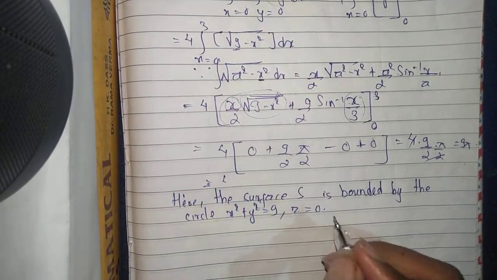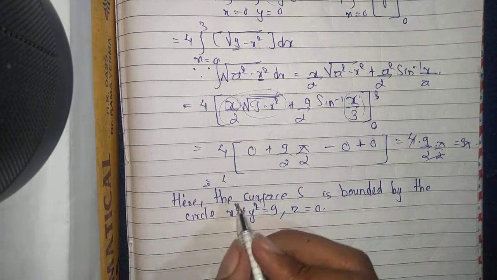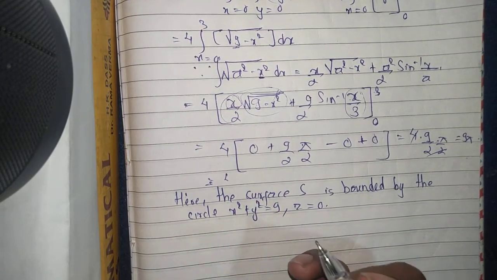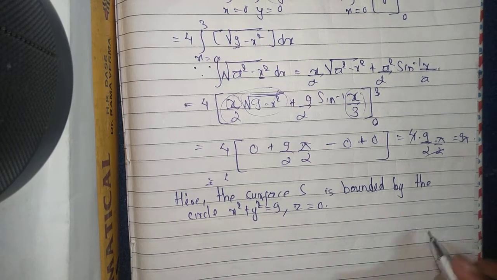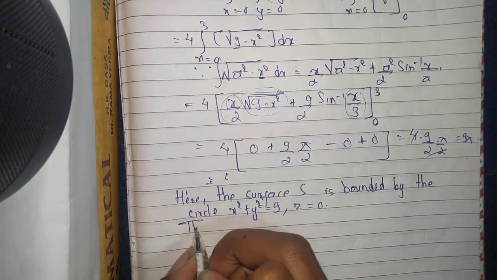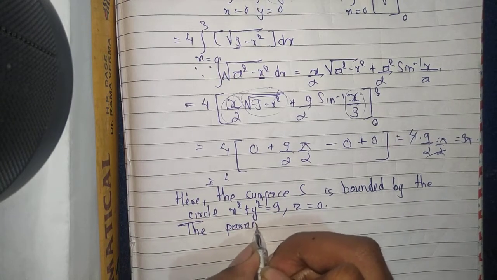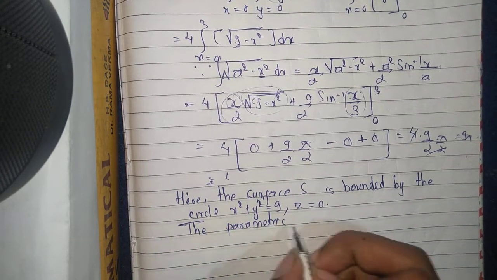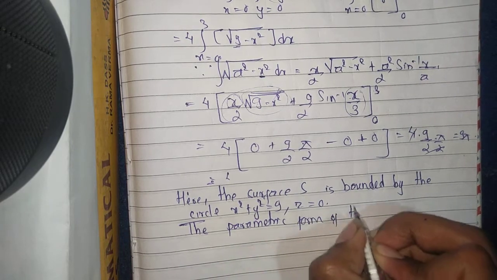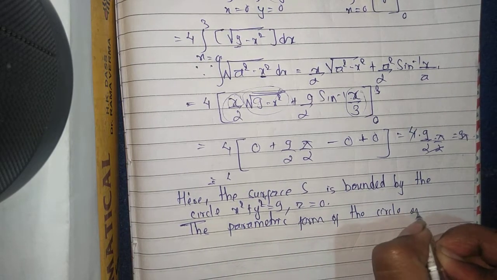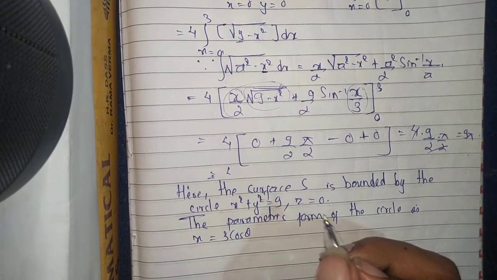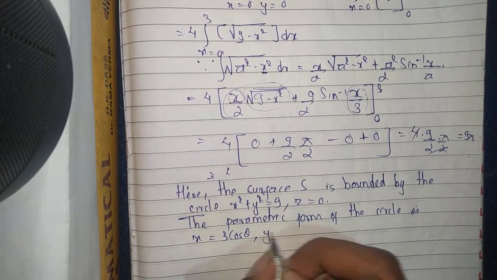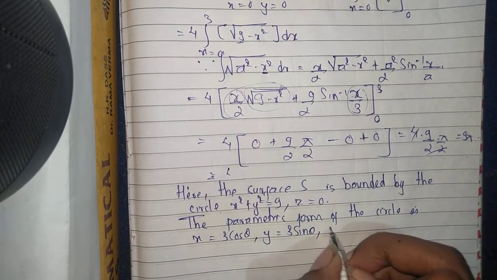S is bounded by the circle x squared plus y squared equals 9 and z equals 0. Now to find the line integral of F dot dr, let us solve it from the parametric equation. So the parametric form of the circle is x equals 3 cos theta. We know that the parametric form of a circle is x equals a cos theta and y equals a sin theta. So y equals 3 sin theta and z equals 0.